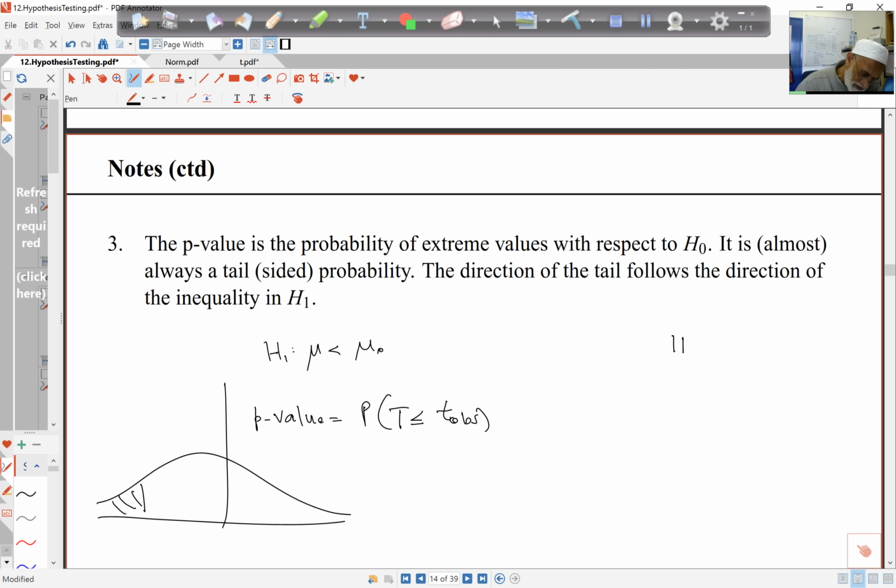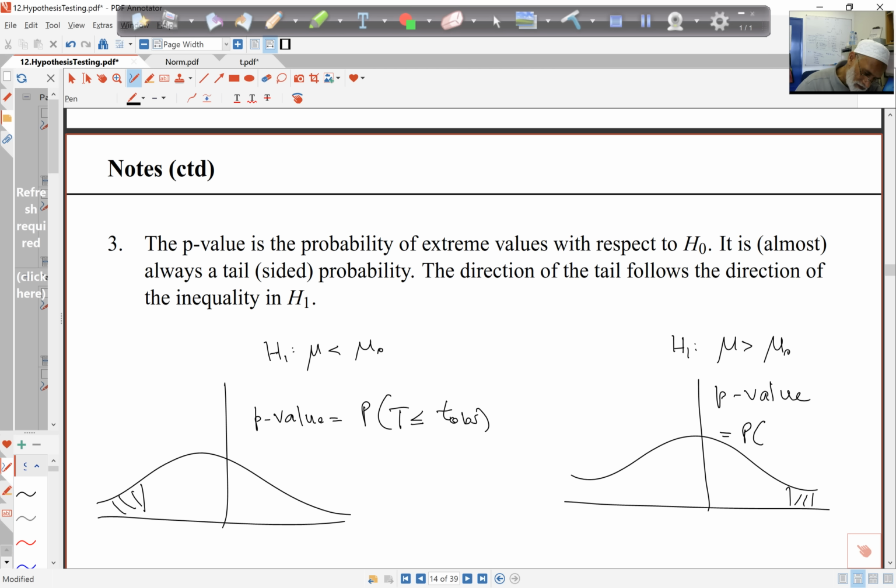And if my H1 is the other way, mu bigger than some value, then my p-value is going to be in the right tail. So the p-value is the probability of t being bigger than or equal to t observed. So that direction and that direction are the same. If you don't have that, then you should be a bit concerned. A sketch of this kind always works as to what extreme means here.